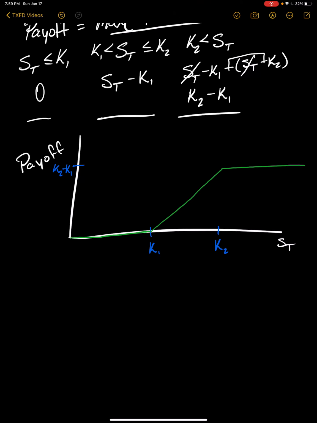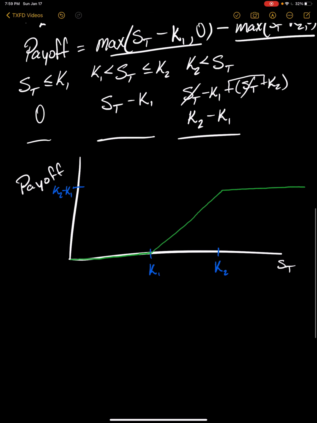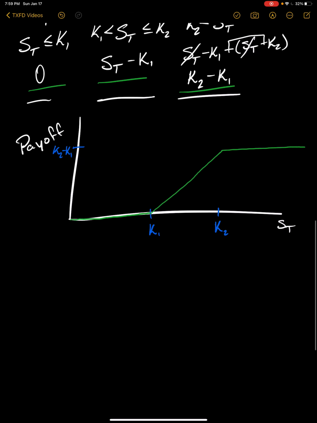And so that's the idea here, just like we saw up here with the algebra of these max functions. These are our 3 possible payoffs: we have a payoff of 0, an increasing payoff of the stock price at time t minus K1, and then a fixed payoff of K2 minus K1 thereafter. And so down here just shows it graphically. So this is, again, the payoff diagram for a call bull spread.